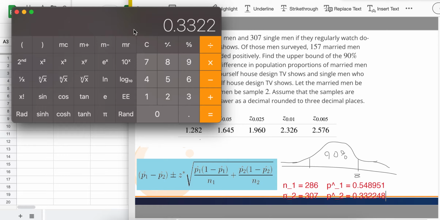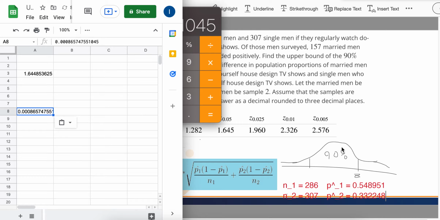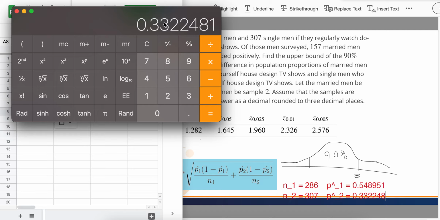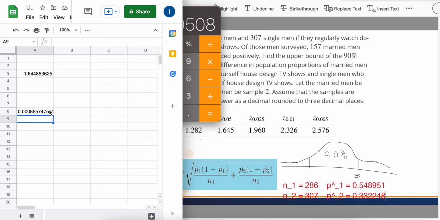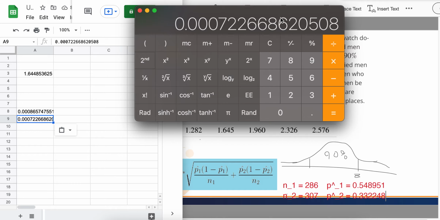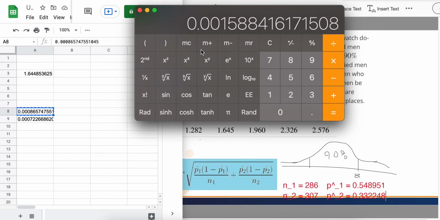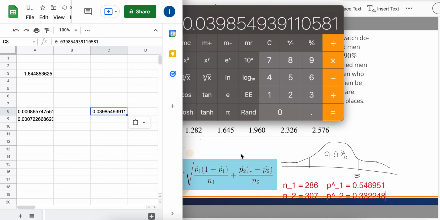P hat 2, 0.332248. I got to write this down. So what that number is, that's what I got for the first fraction. For the second fraction, 0.332248. Let's copy that to the clipboard. I'm doing 1 minus that decimal number times p hat 2 divided by 307. That's what I got for the second fraction inside the square root. So if I add those together, I'm going to do this plus the other fraction, and then I have to take a square root of it. This is what I got after simplifying the square root. I'll write that down so I don't lose it.